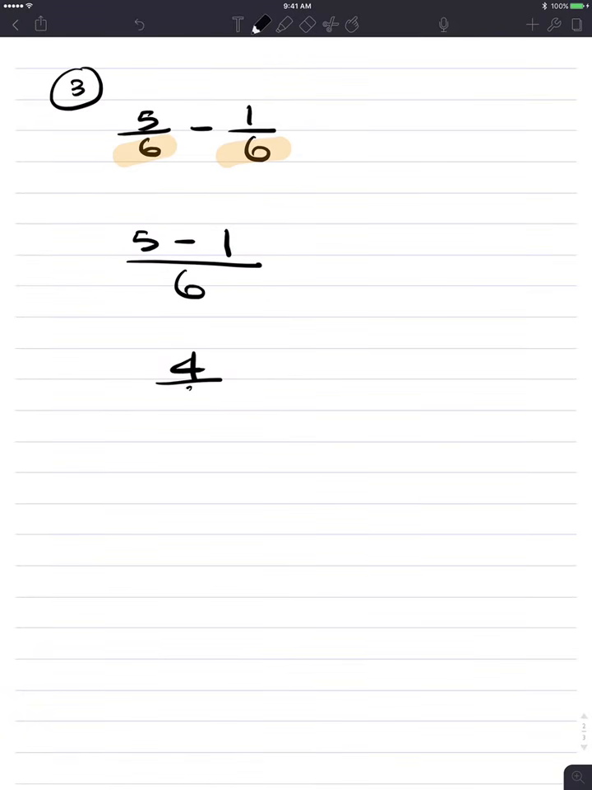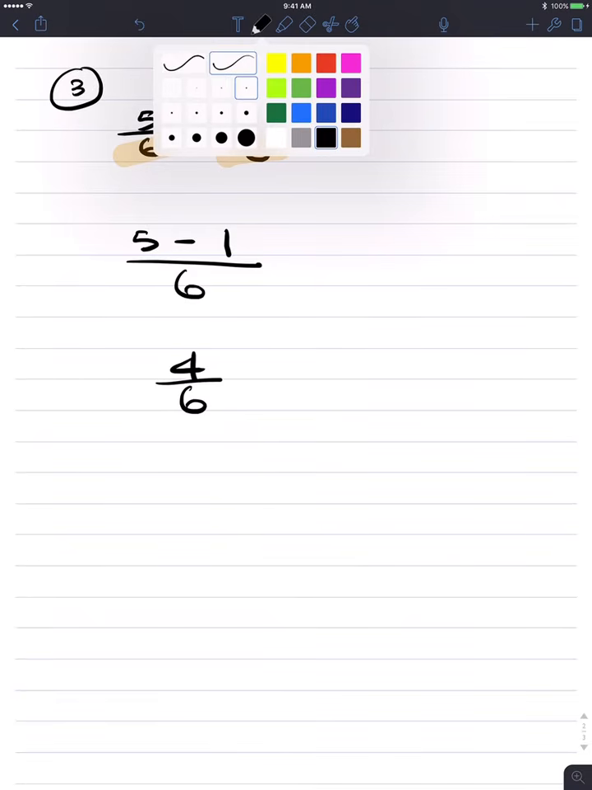Number 3. We have 5/6 minus 1/6. Notice again, we have like fractions, the same denominator. All we'll have to do is perform the arithmetic with the numerators. Keep this over 6. Now 5 minus 1 is 4, so we have 4/6. Our fraction is 4/6.